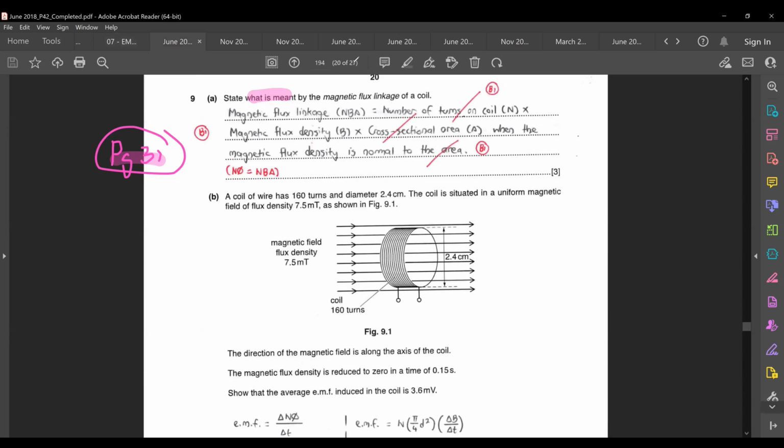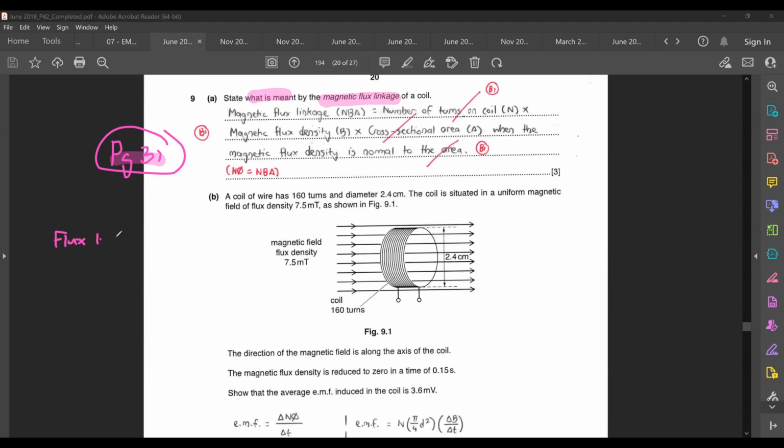So magnetic flux linkage, you've learned in the previous lesson, is either NΦ or NBA, because you're substituting the Φ here with BA here. So if it comes to the definition, you would probably need to use this one. Magnetic flux linkage is the number of turns on the coil multiplied with your magnetic flux density and your cross-sectional area, provided that the cross-sectional area is actually normal to your magnetic flux density, or your magnetic flux density is normal to the area, whichever it is. So this is one definition. There's 3 marks.